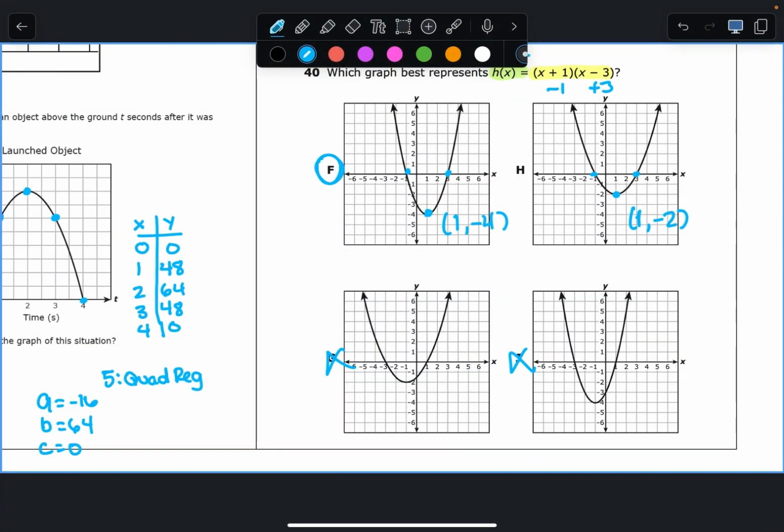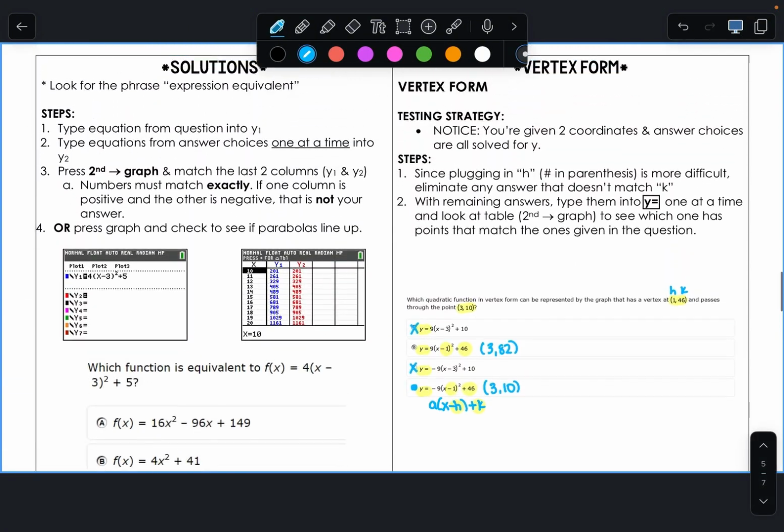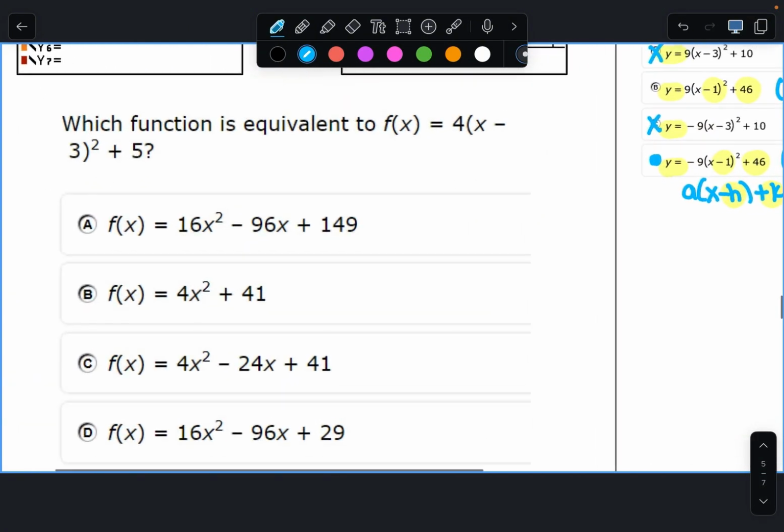All right. What's the next page? Solutions. It says which function is equivalent. Anytime you see that, equivalent means what? Equal. The same.